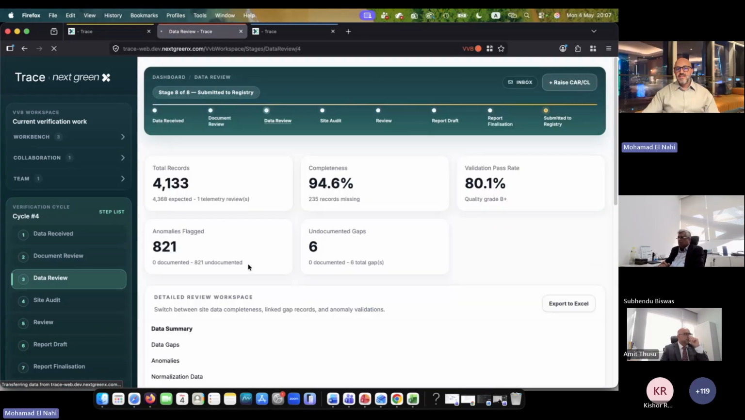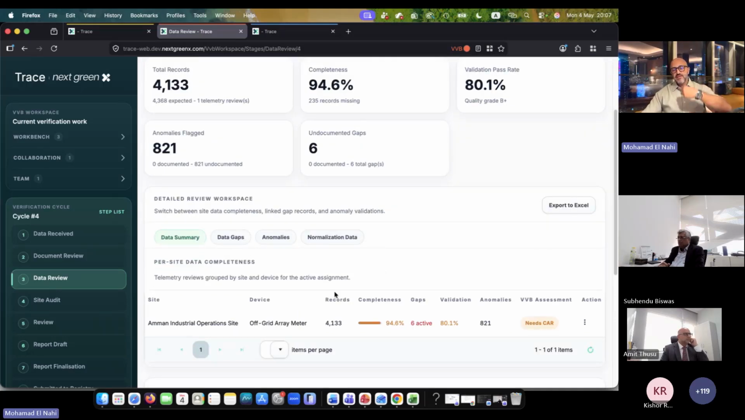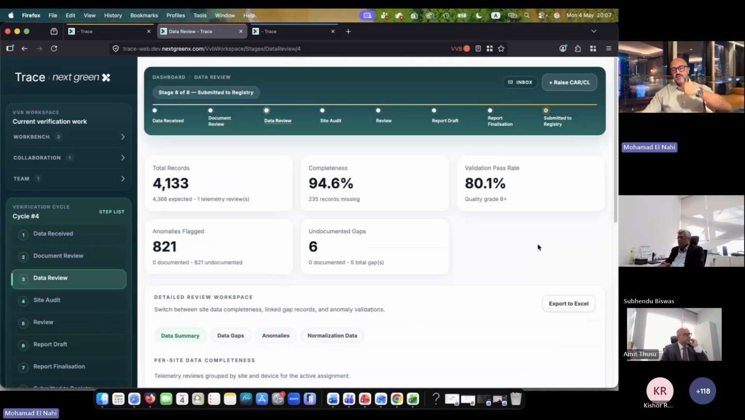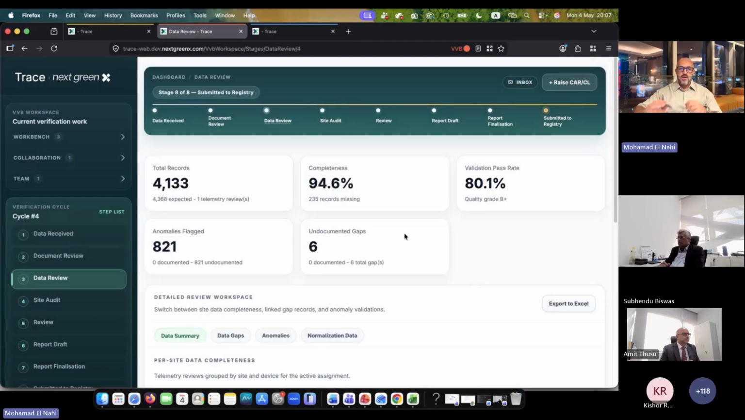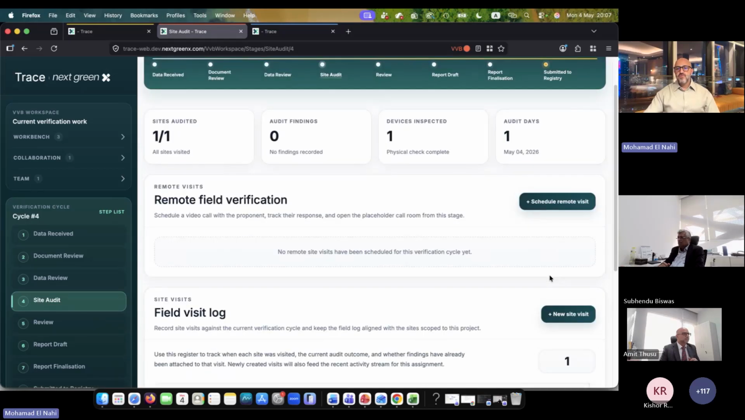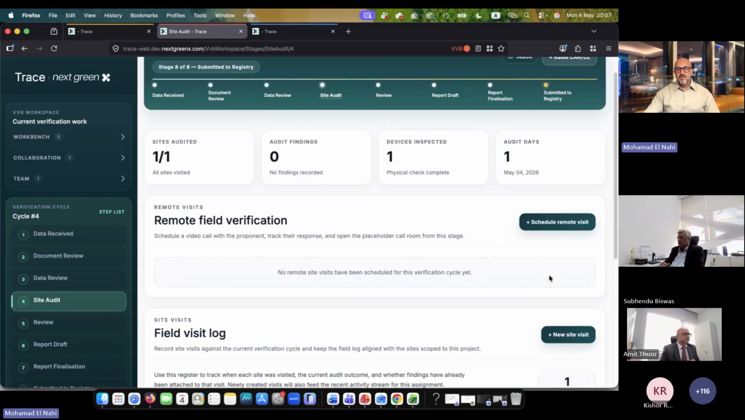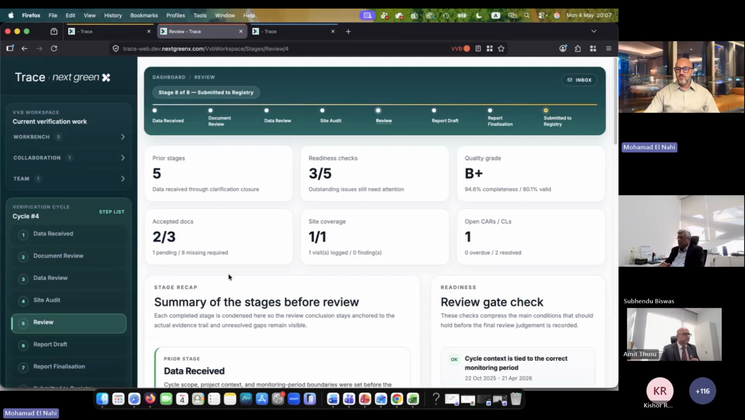The data that have been collected from the systems is ingested, validated, and they can directly raise any clarification within the system. Any clarifications that are raised in this platform are automatically communicated, on the spot or in bulk, to the project proponent. They can schedule any site audits, either remote or in person, and that could be done directly from the platform. They can review all the data that have been aggregated over time.